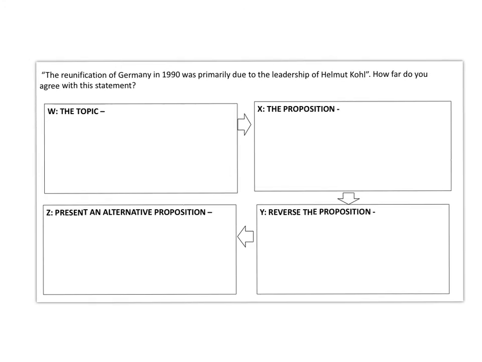What about the reunification of Germany in 1990? So again, you might well just want to pause the video and do this yourself, and then I'll tell you the answer. So, the topic, the reunification of Germany. The proposition, it was caused by the leadership of Helmut Kohl. Reversing the proposition, the reunification of Germany was not caused by the leadership of Helmut Kohl. An alternative proposition, there were other reasons for the reunification of Germany.